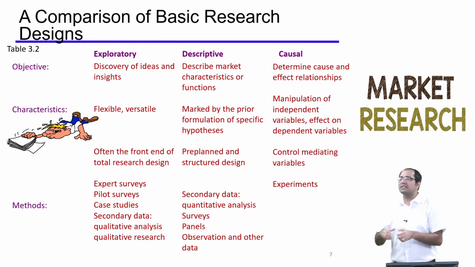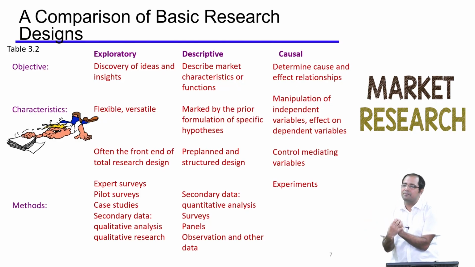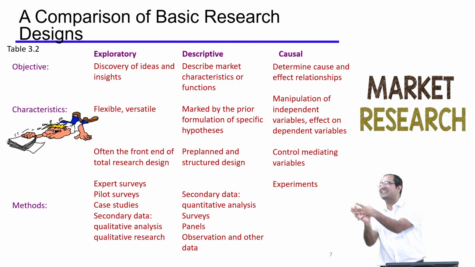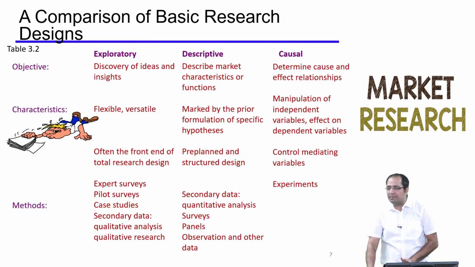So in experiments, what we do is we try to see the effect of one independent variable on the dependent variable by keeping all the other factors constant. So we manipulate the independent variable to see whether there is a change in the dependent variable. And one of the popular ways of doing this is through experiments.